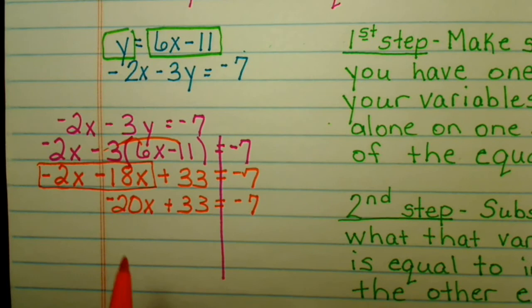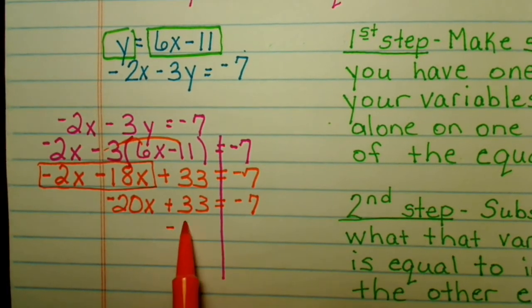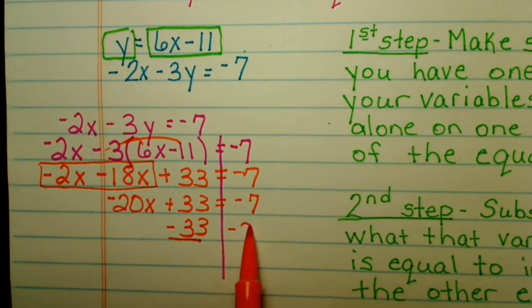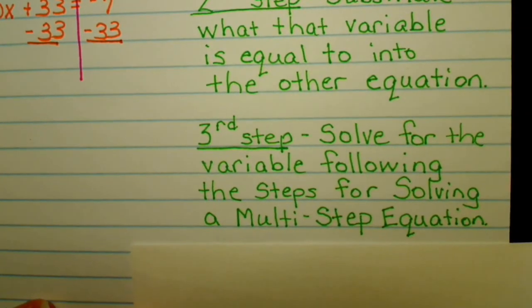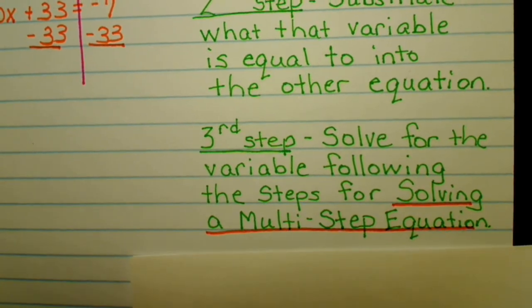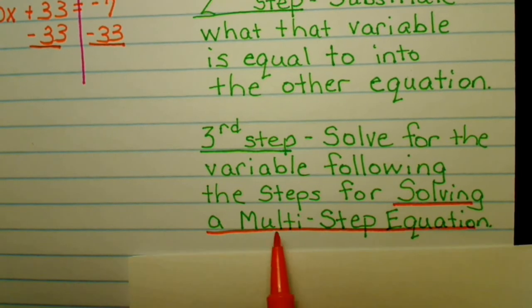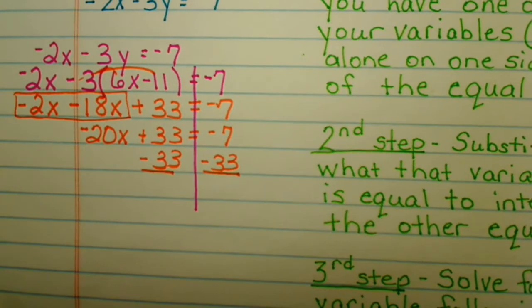Now it's time to do inverse operations. I want to do the inverse of adding or subtracting. Oh, I'm sorry, guys, we're actually on step 3 now. Let me go ahead and show you step 3. And that's to solve for the variable following the steps for solving a multi-step equation. This is actually the name of the video if you have forgotten how to do these steps that we're doing right now. You can go back and watch that. Okay, so you have the multi-step equation.